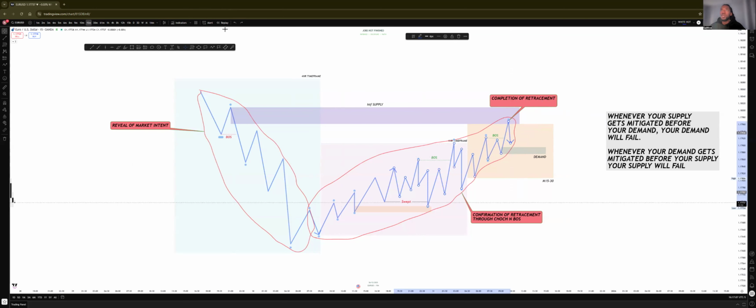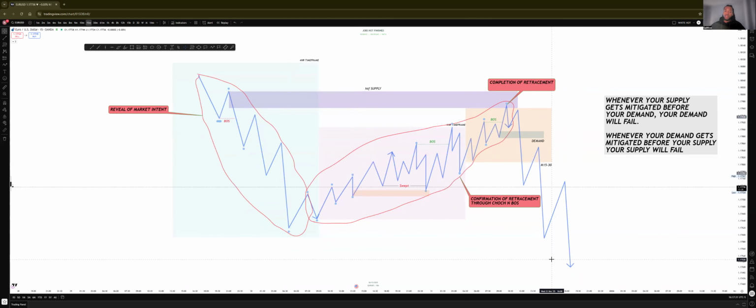And as you know, because we have reached the completion of retracement anyways, in the event that this is the case, reveal of market intent, confirmation of retracement, completion, and it's time to fulfill the repeat, then this is what you're gonna get. Price strong, bearish moves to the downside, and we're gonna break structure once again to do what? The same phases we spoke about, where this now becomes the reveal once again.